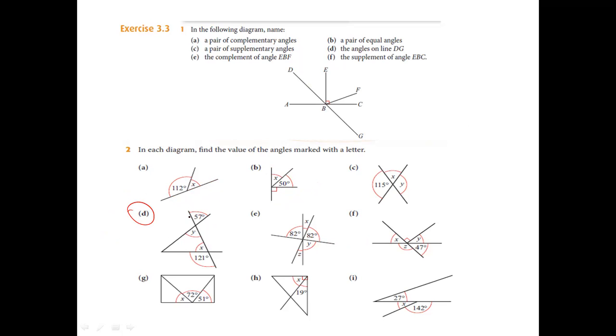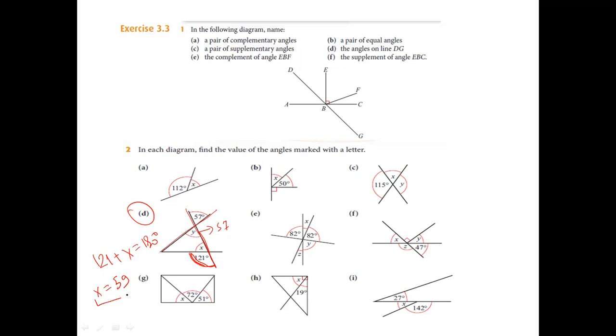So, first of all, I solve the vertically opposite. So y is exactly 57, and also here a straight line, and one angle of the straight line is 121. The second one is x, so it's also supplementary angles. What is x?